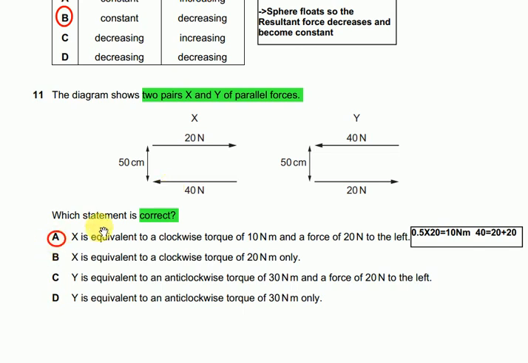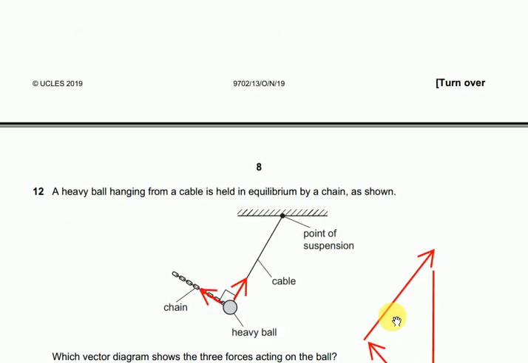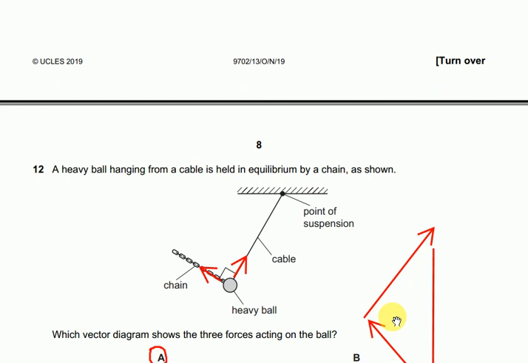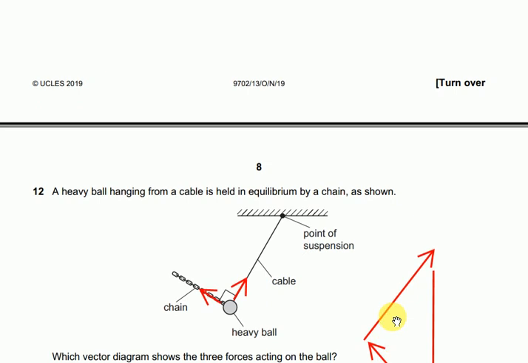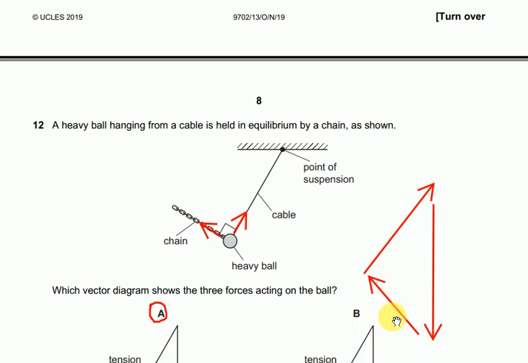So X is the correct answer. So no need to verify the rest. Move on to question number 12. Question number 12 says that a heavy ball hanging from a cable is held in equilibrium by a chain as shown. Which vector diagram shows three forces acting on the ball?